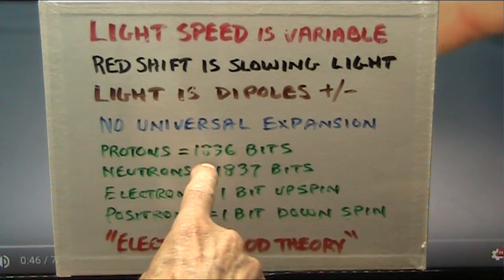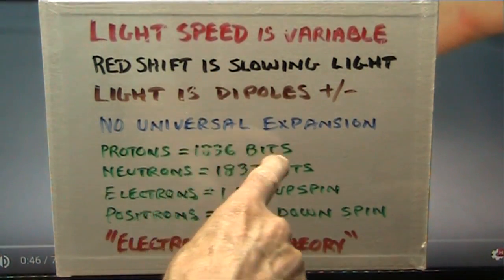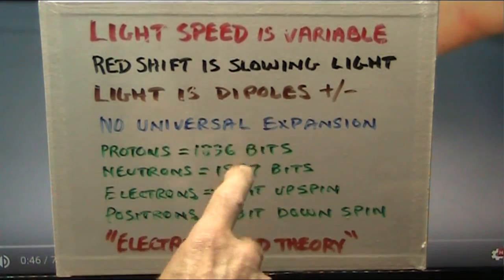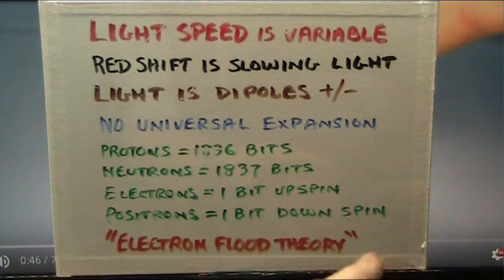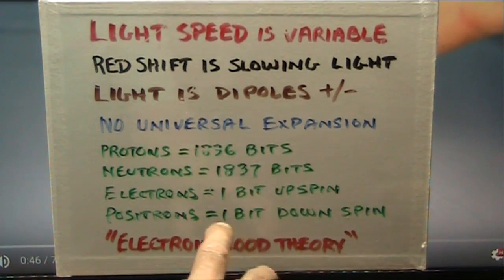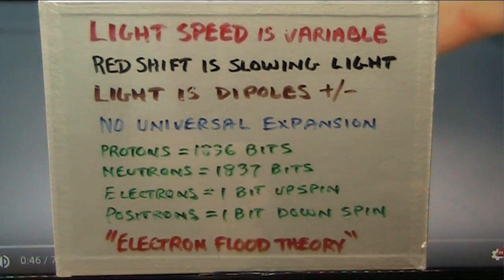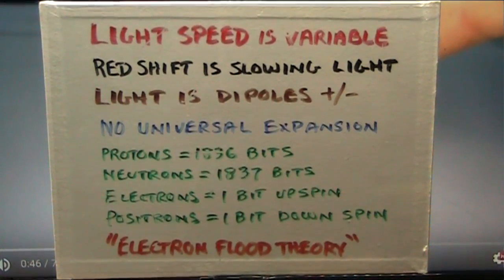Now, protons are 1,836 bits. That got a little bit squished up, but that's 1,836 bits in a proton. 1837 in a neutron. I think I already went over this. 1 bit is upspin, 1 bit is downspin. So the electrons, positrons. Now, there's 918 of each. They're up and down. That's called electron flood theory. I'm going to show you what Rod captured in his venturi experiments.